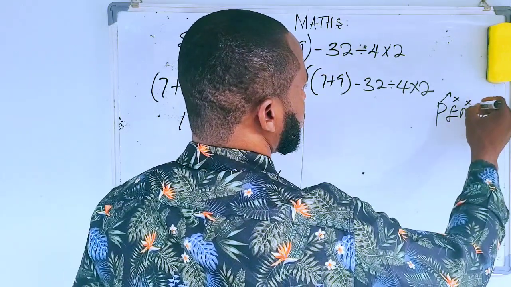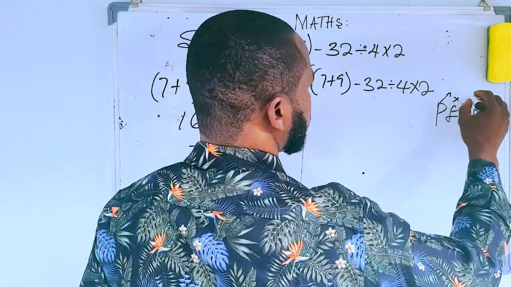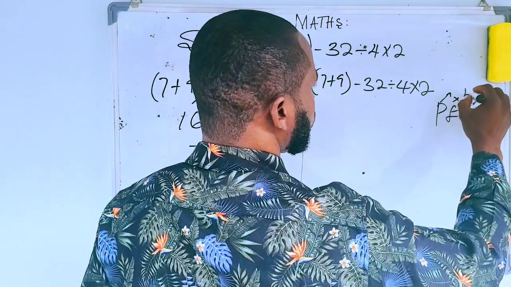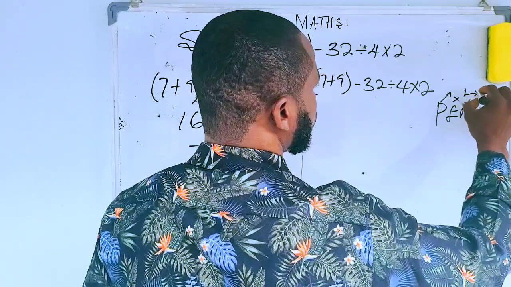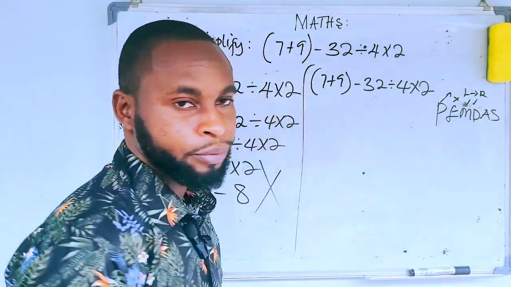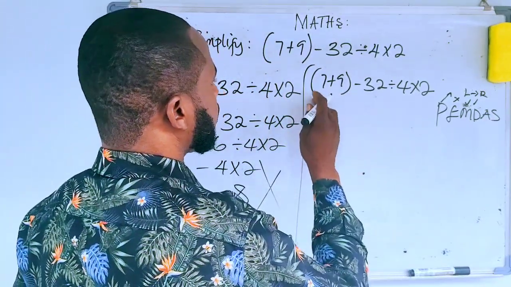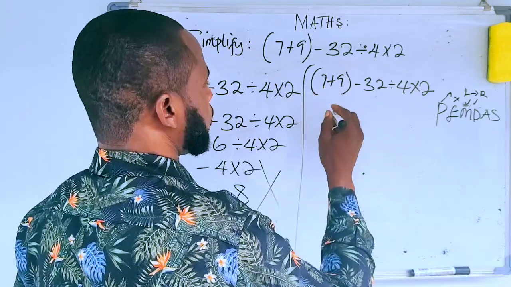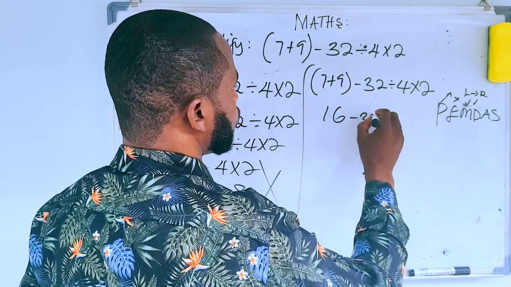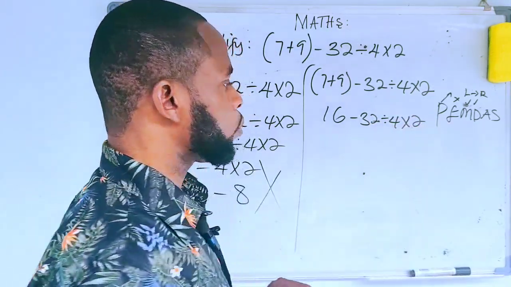When we have multiplication and division, this has the same order. Then as such, we are going to move left to right, then addition and subtraction. And first, we are going to consider parentheses here. We have 7 plus 9, that gives 16, minus 32 divided by 4 multiplied by 2.